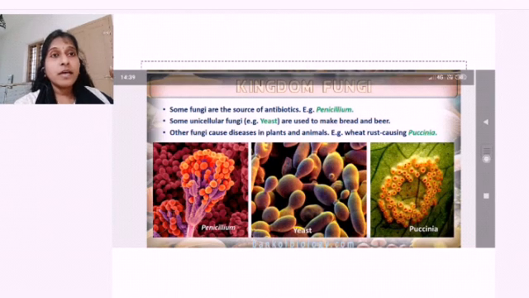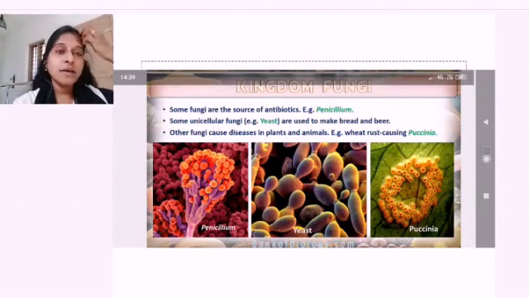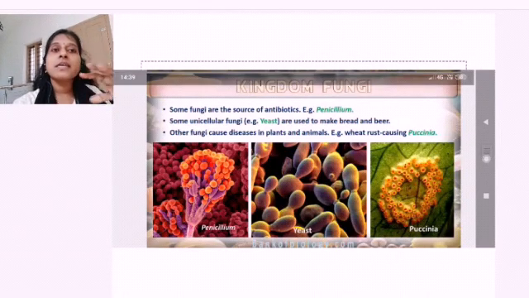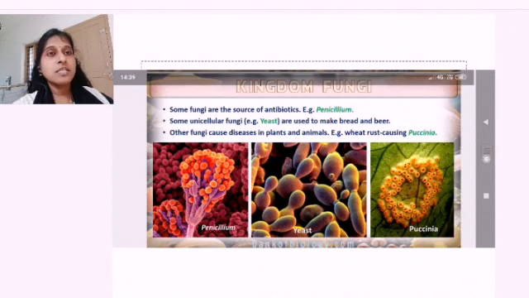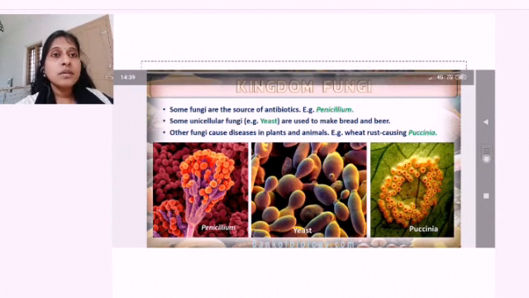Some unicellular fungi are there. Yeast: without yeast, bakers and brewers, you cannot imagine they can stay, isn't it? Bakers means the cake industries, they need this one, and brewers need it for making alcohol, for the fermentation process. For fermentation, what is needed? This yeast is needed. Yeast is even present in the air. When you keep any starchy material, the yeast will start growing there. The dosa idli batter is because of the fermentation by yeast. Otherwise, dosa idli is not possible, isn't it?